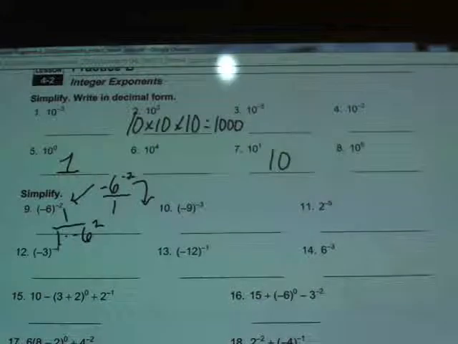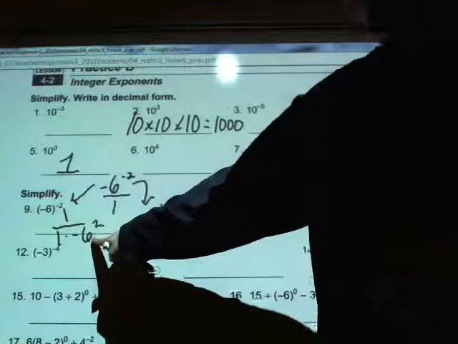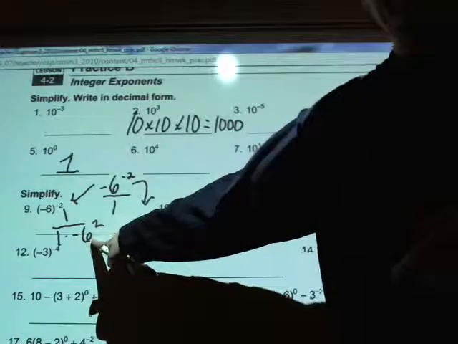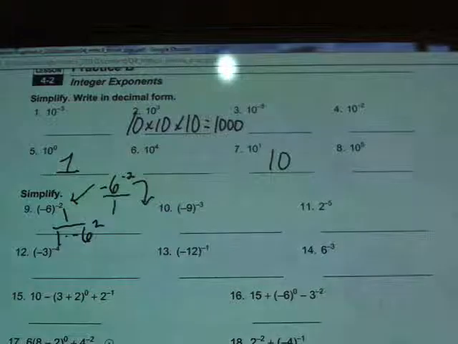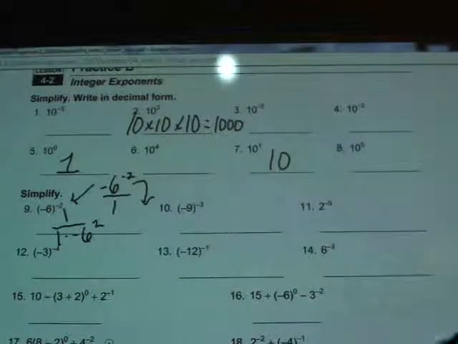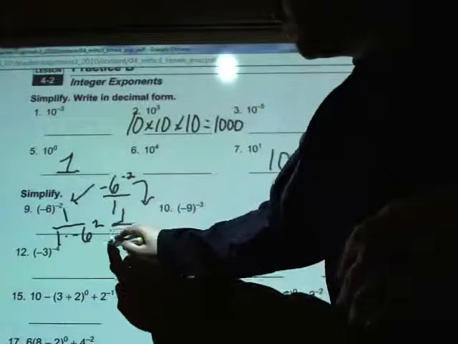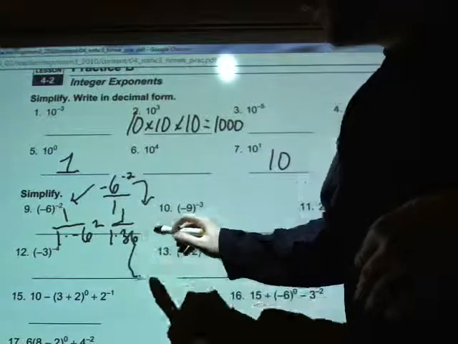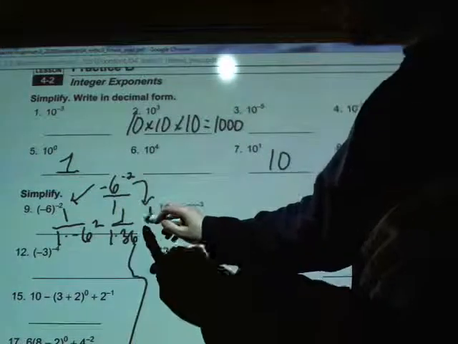Okay, so we know what to do here because now negative 6 to the 2nd power, we can deal with that. That's negative 6 times negative 6. That's going to give me positive 36. So this is 1 over 1 times 36, or if you want to write it, we can write it as 1 over 36.